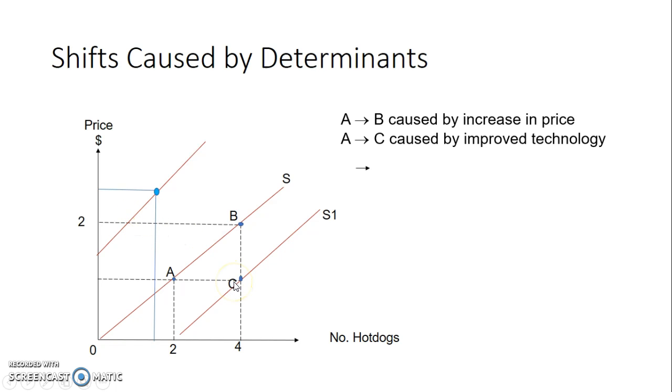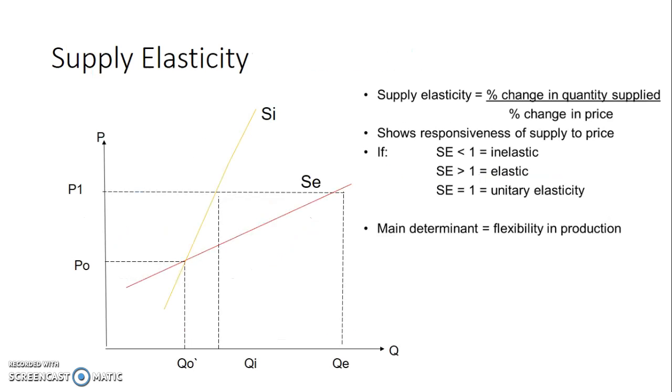Now let's look at supply elasticity. Supply elasticity, just like demand elasticity, measures how responsive the quantity of supply is to price change. It operates with the same coefficient formula as demand, but just replacing demand with supply, which is supply elasticity equals percentage change in quantity supplied over percentage change in price.